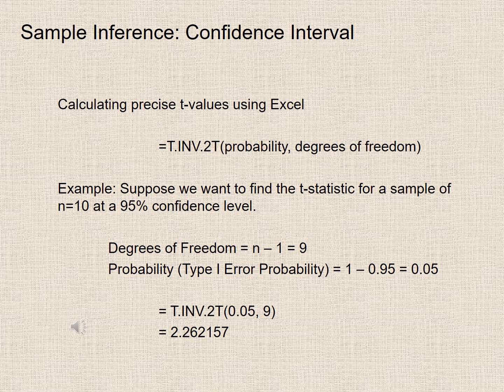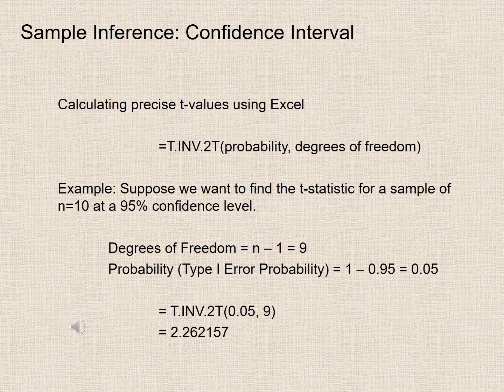If, for example, we needed to find the t-statistic for a sample of n equals 10 at a 95% confidence level, our degrees of freedom would equal little n minus 1, or 9, and the probability needed for this function is the type 1 error probability, which is the probability of the value falling outside of our range of confidence. We calculate this by subtracting our desired confidence probability from 1. Because we are interested in a 95% confidence level, here it would equal 0.05.